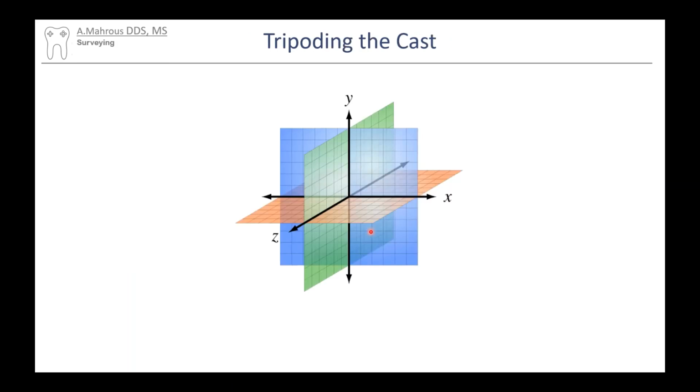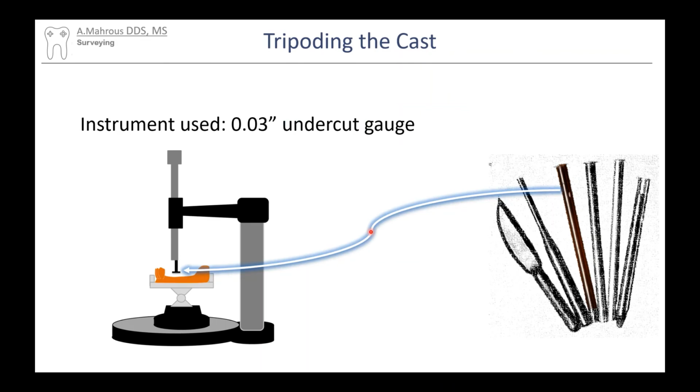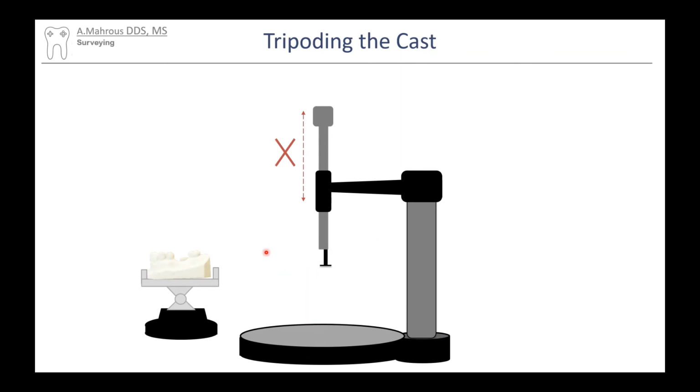Tripoding is the last step you do after surveying, and it acts as a safe point, or in other words, a way to return your cast to the specific tilt you had it in when you were surveying after you've changed the position of the table. For this, we will be using the 0.03 undercut gauge. You'll put that on the mandrel. Once you're ready to tripod, you're going to set the mandrel at a fixed height, meaning you are not going to be moving that mandrel up and down anymore.